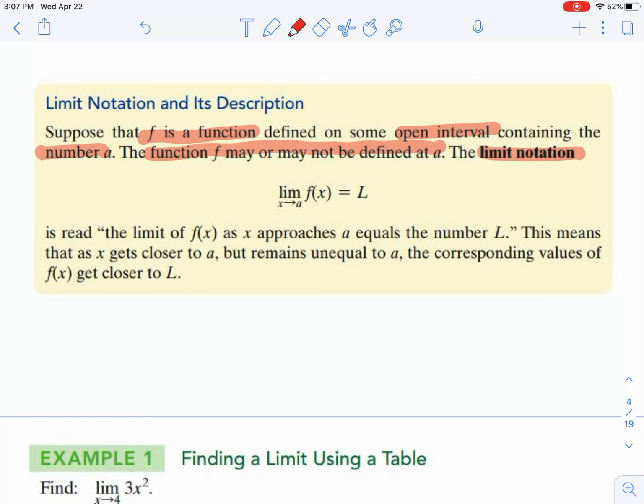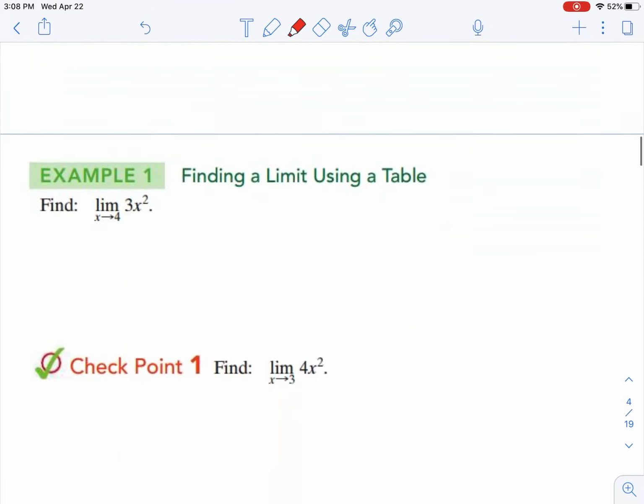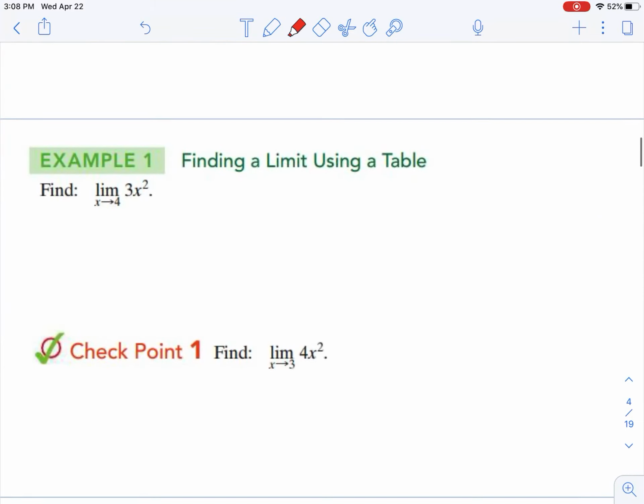So the limit notation is written: the limit as x approaches a of the function f of x is equal to L. And this is read, once again, it says it all right here. This means that as x gets closer to a, but remains unequal to a, the corresponding value of f of x gets really close to L. Okay, so what does that mean? Let's go ahead and work through this.